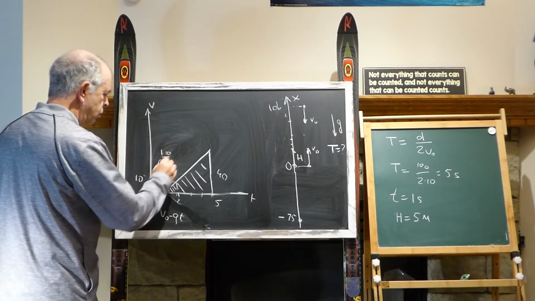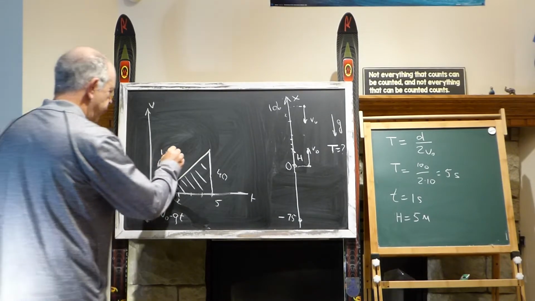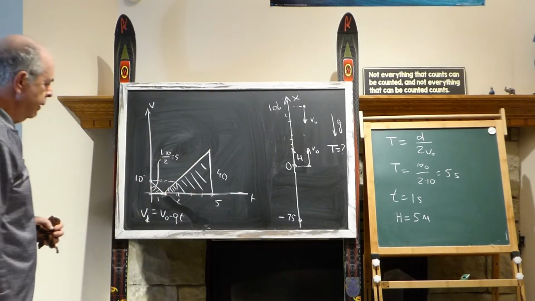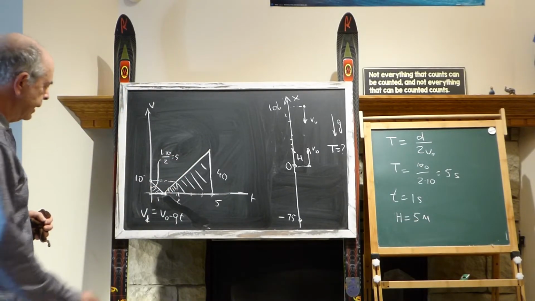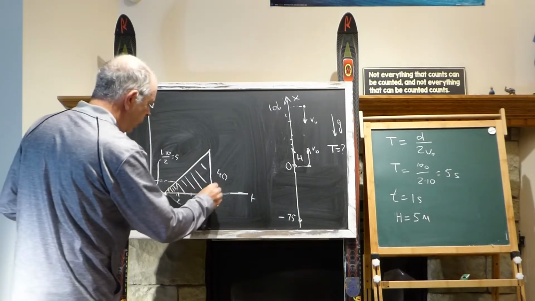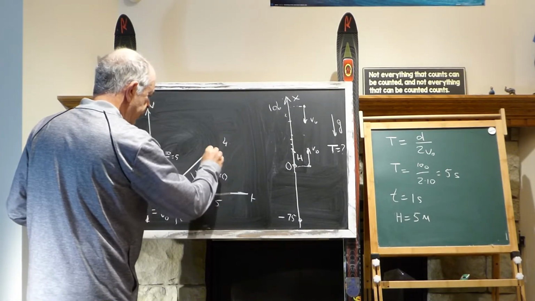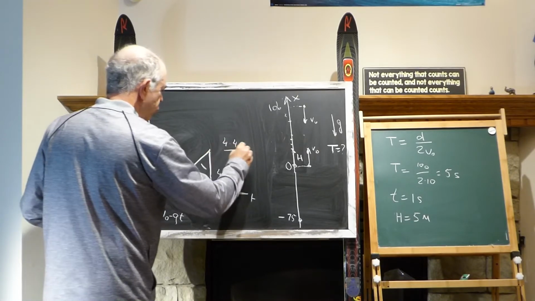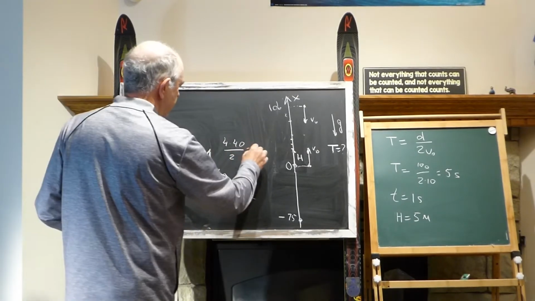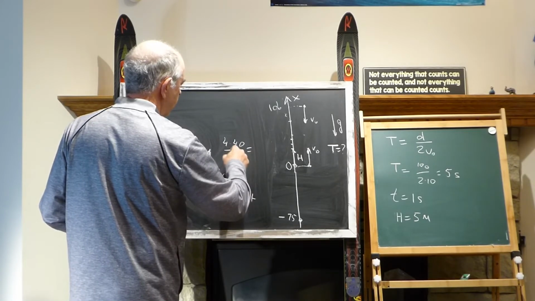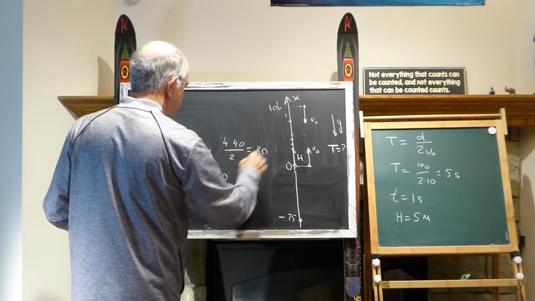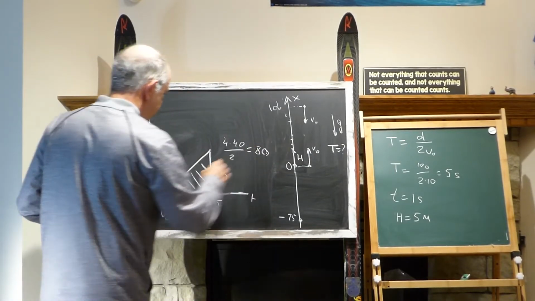Divide over 2. It would be 5. So this area is 5. Let's calculate this area. 4 multiplied by 40, divided over 2, so it would be 2 by 40, it would be 80. So this would be 80.